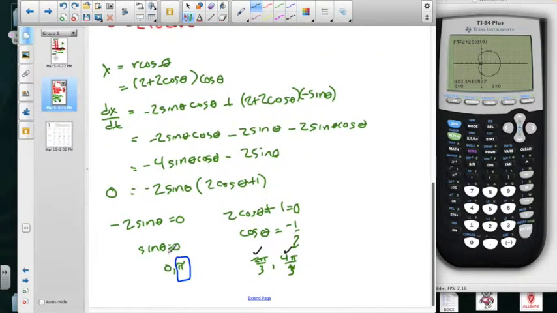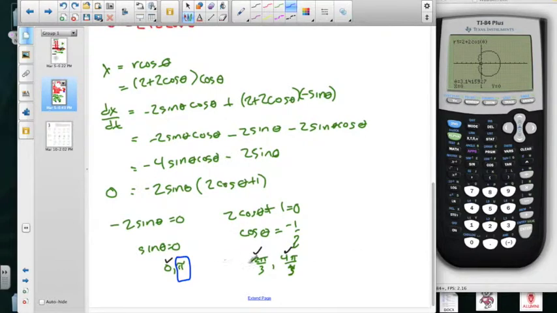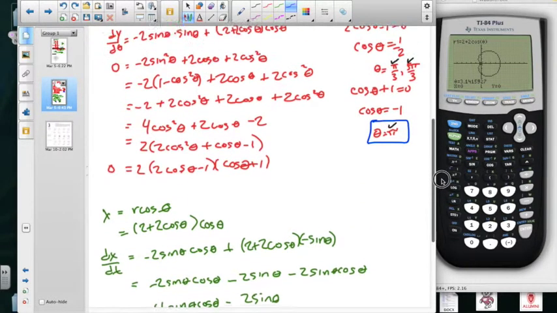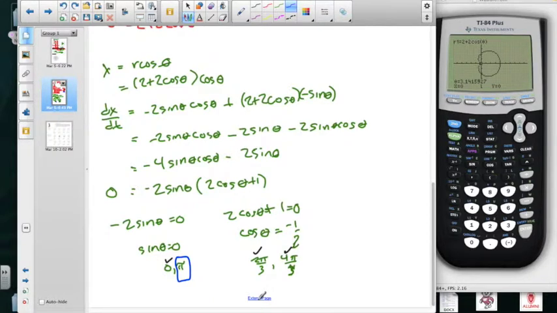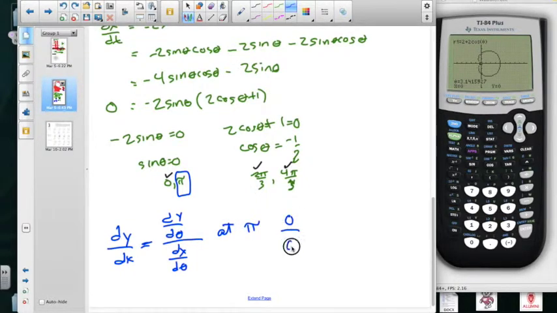If you notice, we've got this right here, and we can see it here as well. We've got the same solution here. So what's happening in that situation? Both are solutions for horizontal and vertical points of tangency. What does that mean from a parametric standpoint? If we look at the parametric form of the derivative, dy over d theta divided by dx over d theta, what it's saying is at pi, we have 0 over 0.